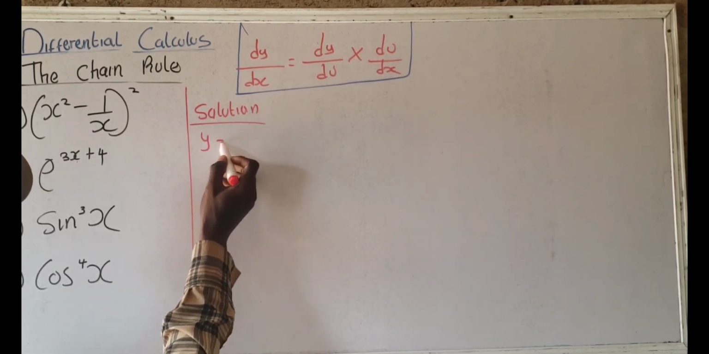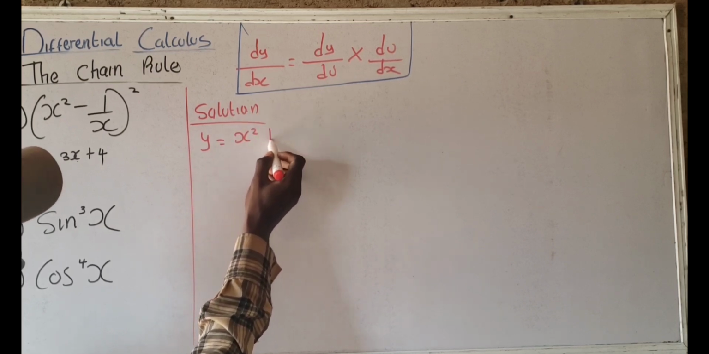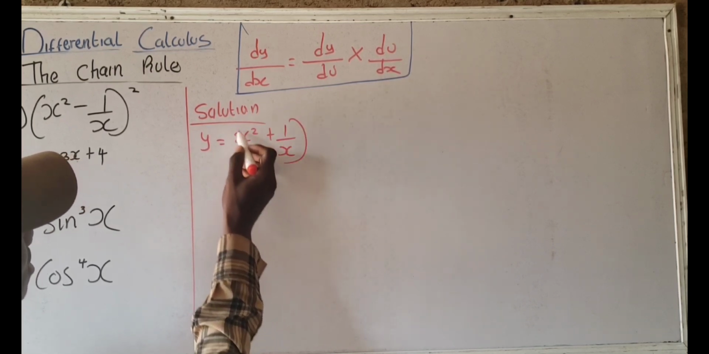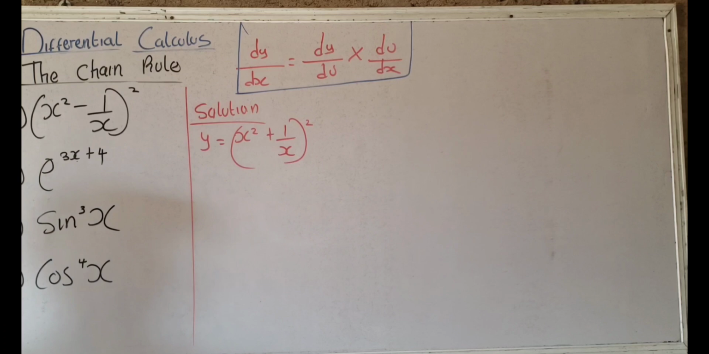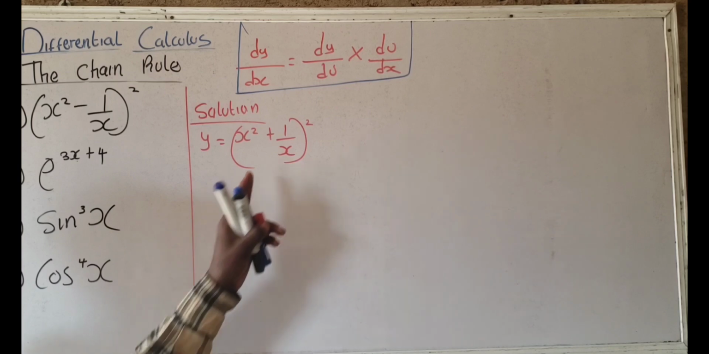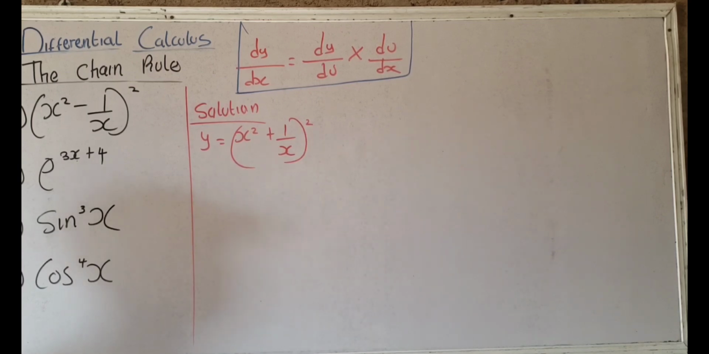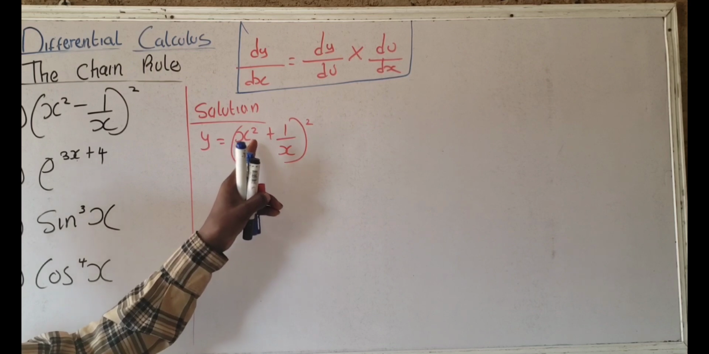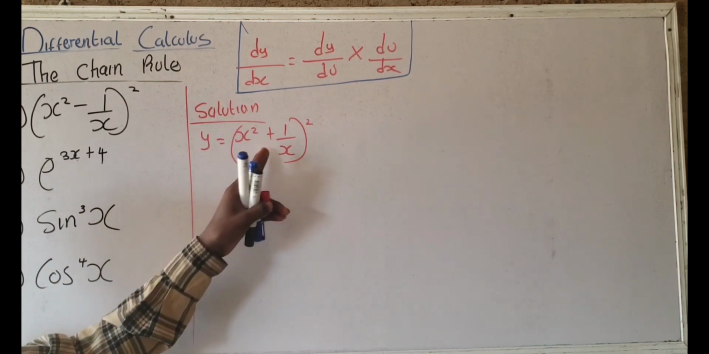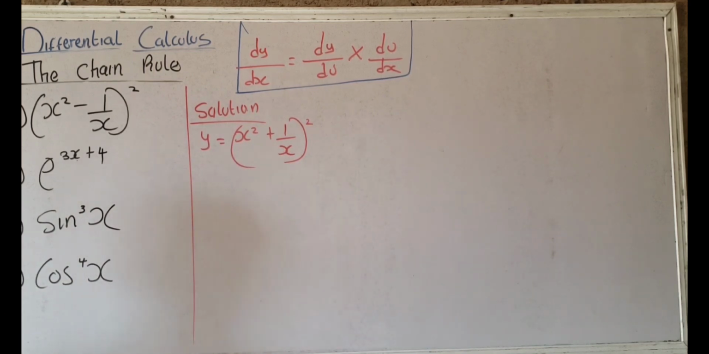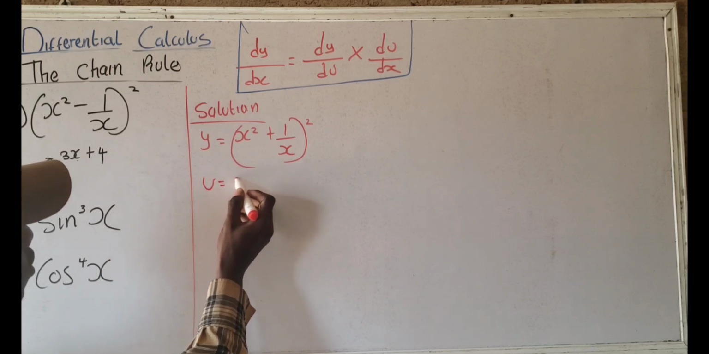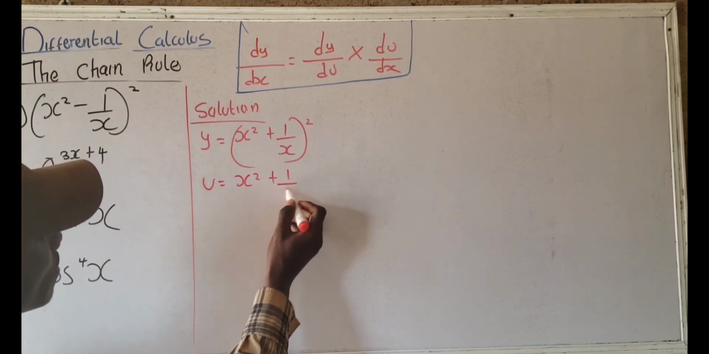Let y equals x squared plus 1 over x, all squared. You understand? Now, in differentiating this function using the chain rule formula, the first step is that you have to set the inner function equal to a letter. Look, the inner function is the function inside the bracket. x squared plus 1 over x is the inner function. So let u equal x squared plus 1 over x.